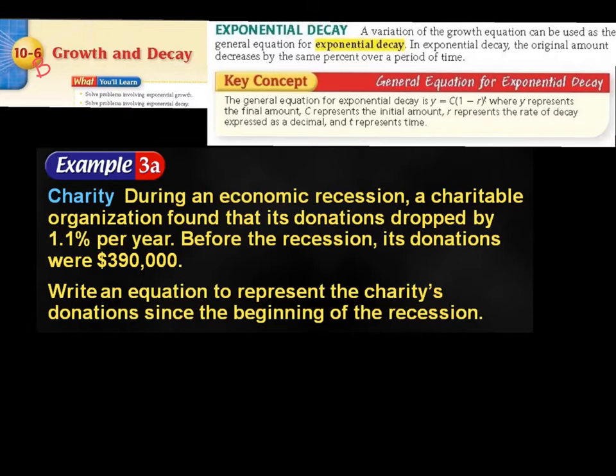During an economic recession, a charitable organization found that its donations dropped by 1.1% per year. Before the recession, its donations were $390,000. Write an equation that represents the charity's donations since the beginning of the recession.